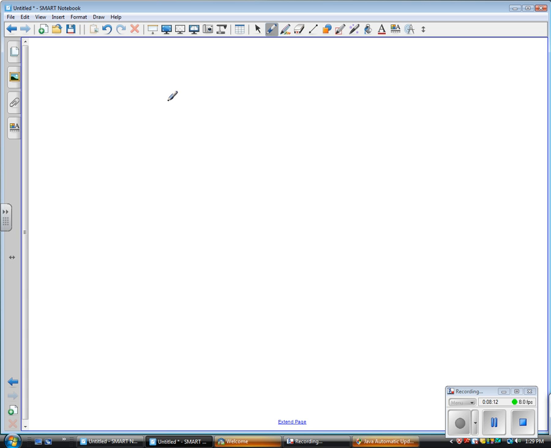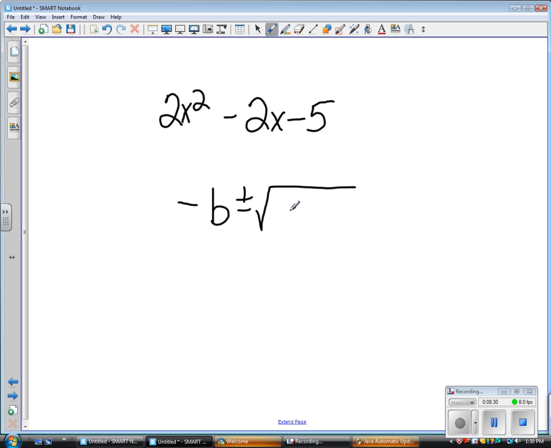All right, let's look at this one: 2x squared minus 2x minus 5. Now, we're going to solve this using the quadratic formula. So, I'm going to write it down correctly this time. Negative b plus or minus the square root of b squared minus 4ac over 2a. That's your quadratic formula. Then I'm going to substitute in.